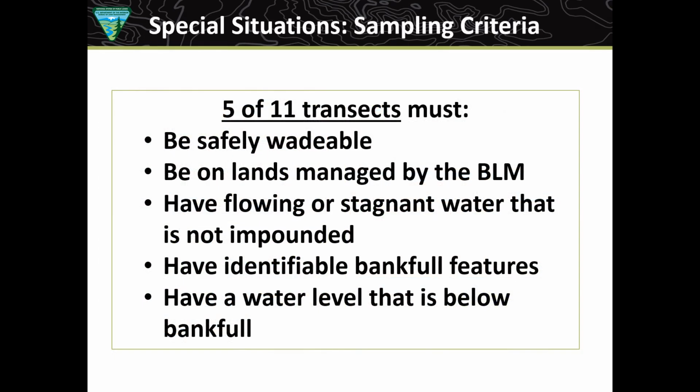As a reminder, to sample a field site using the Aquatic AIM protocol, a site must meet the following criteria. 5 or more transects are wadeable and safely accessible. 5 or more transects are located on BLM land. 5 or more transects have water that is not impounded. Bankful can be identified at 5 or more of the transects, and the current discharge level is below bankful.